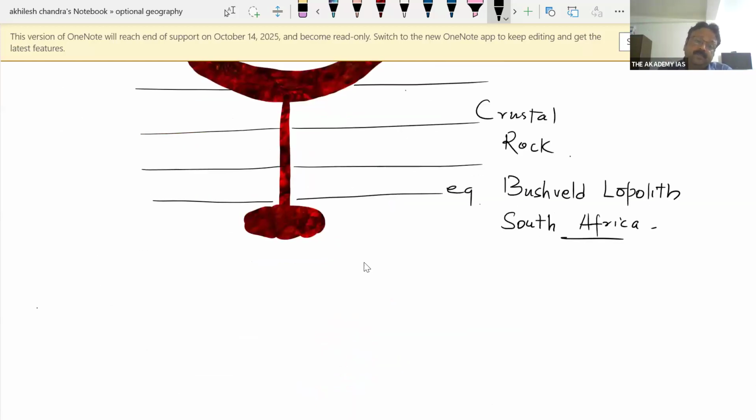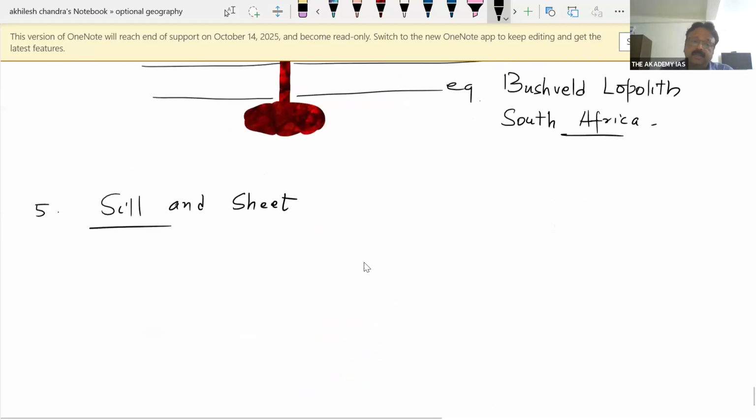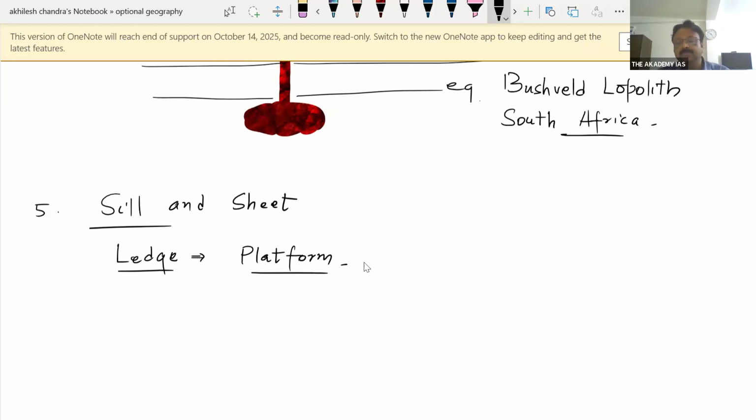Next is what? Sill as well as sheet. So what is sill? Sill का मतलब होता है ledge. Ledge का मतलब होता है बच्चे एक प्लेटफॉर्म जिसपे आप कुछ रख सको, व्यवस्थित करके रख सको. It's a horizontal platform. आप ऐसे समझ लो, एक अलमारी है, अलमारी में जो अलग अलग प्लेटफॉर्म हैं, they are called ledge. और इसी से शब्द लेजर बना है, जिसमें आपके अकाउंट्स बिल्कुल सुरक्षित रहते हैं. So ledge, that is a horizontal platform upon which you can put anything.